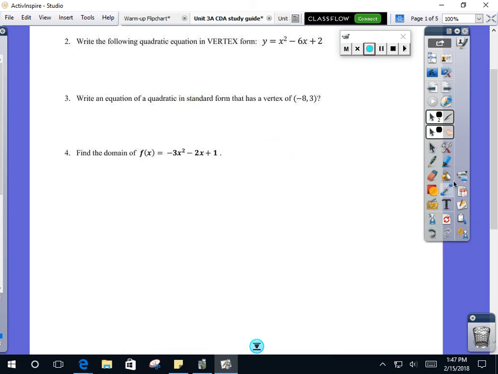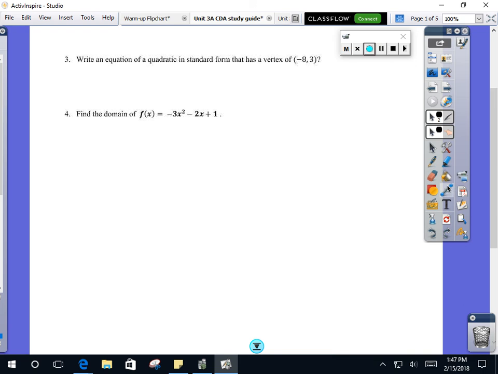All right, number 4. Find the domain of f of x equals -3x squared minus 2x plus 1. What is the domain for any quadratic function? Correct. And if you don't remember that, you'll simply graph this and see that it goes left forever and right forever.